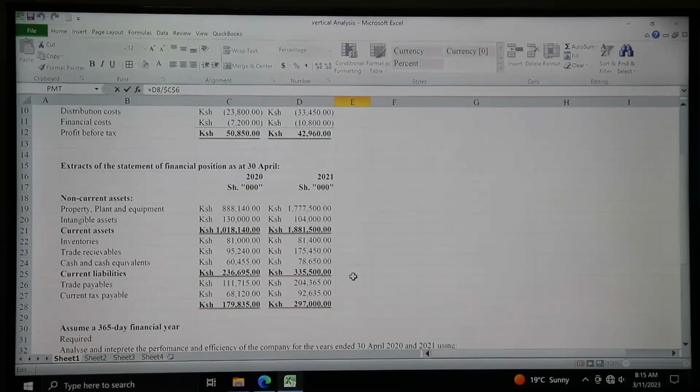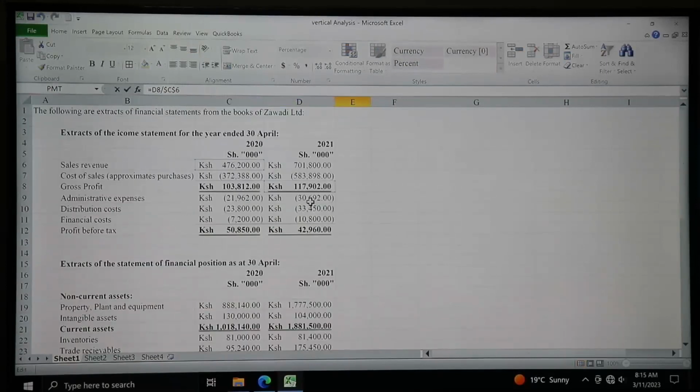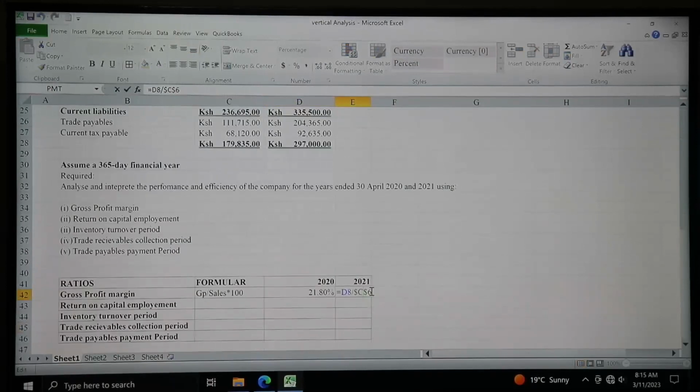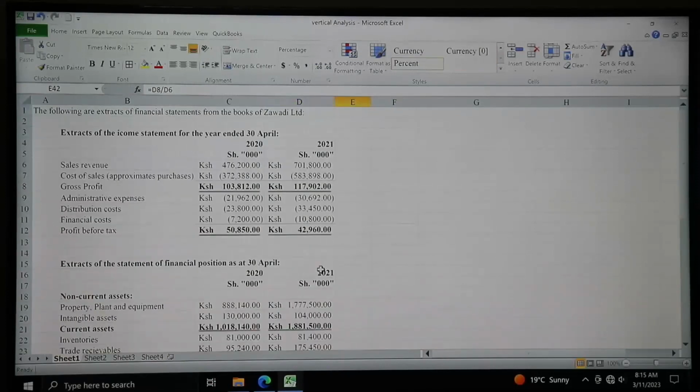Now that one, you pick automatically the value of the gross profit of 2021 divided by the sales revenue. So it should also change. That C6 should also change too, because the values of this one have already changed. So that means our formula will not have any of this that is locked. You just leave it like that, and then you copy this across the screen. So it will give you 16.